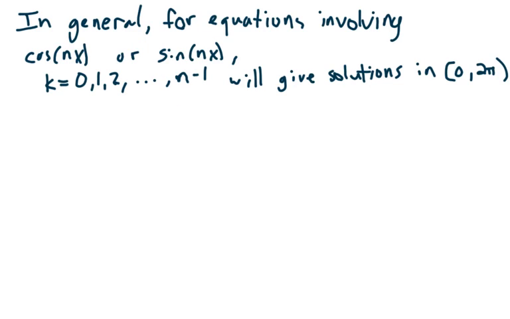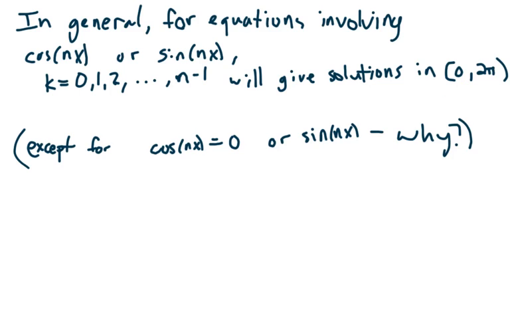In general, for equations involving either cosine or sine of a multiple of an angle, cosine nx or sine of nx, using k equals 0, 1, 2, 3, or all the way up to n minus 1, whatever this number is, 1 less, n minus 1, will give you solutions between 0 and 2 pi. The exceptions are cosine of nx equals 0 and sine of nx equals 0. Why are these different?